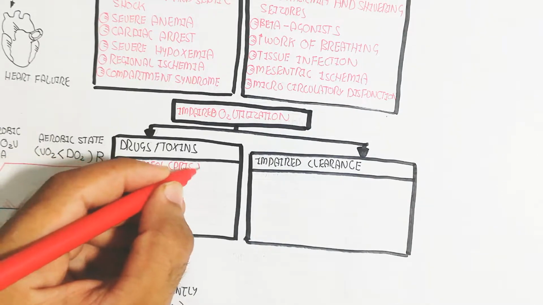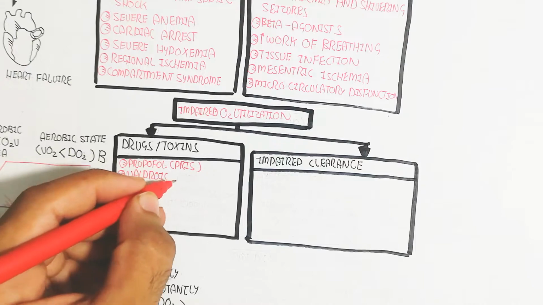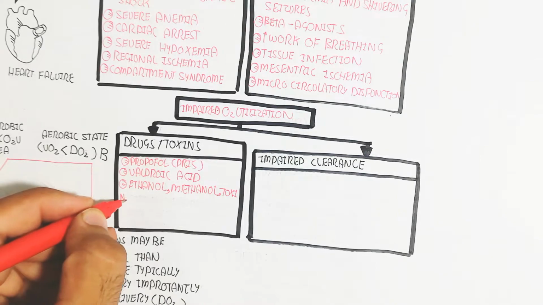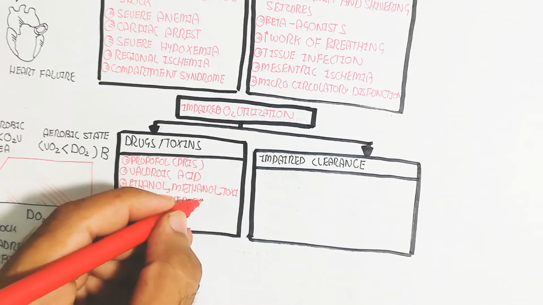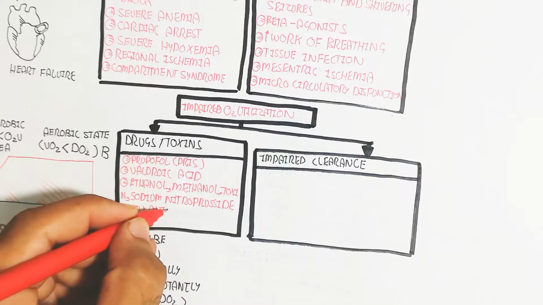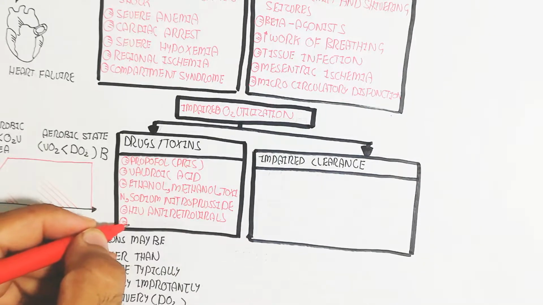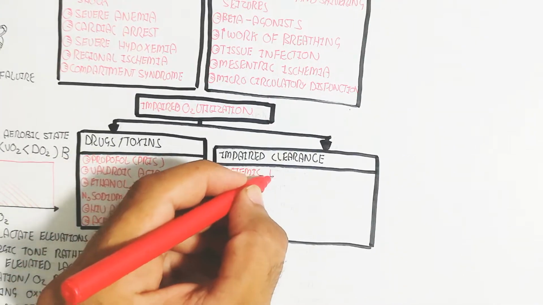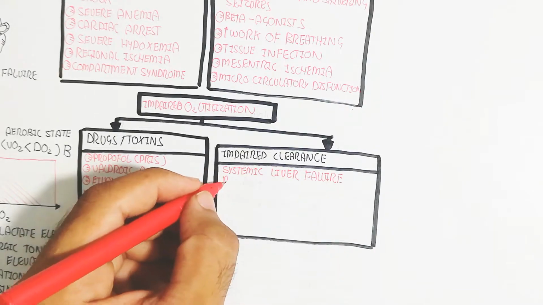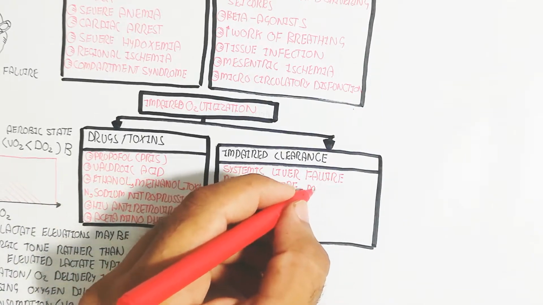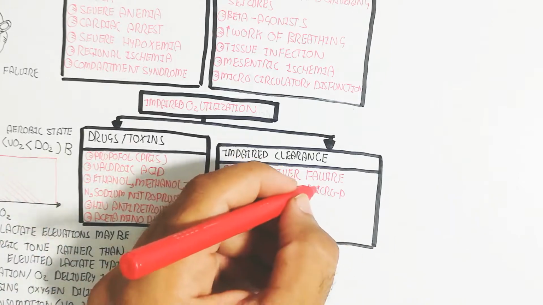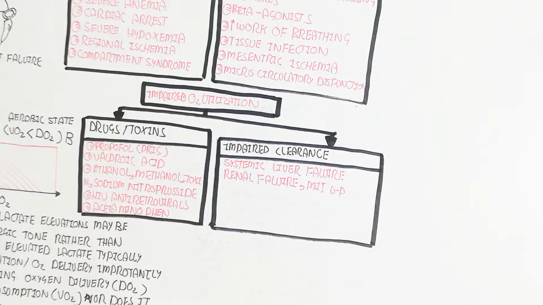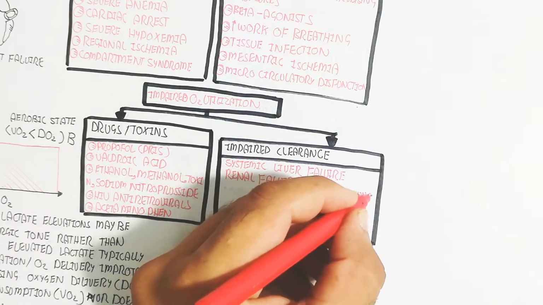So the consumption of oxygen is impaired in type B, and in this way the drug toxins involved are propofol (PRIS), valproic acid, ethanol, methanol toxins, sodium nitroprusside, HIV antiretroviral drugs, and acetaminophen. On the other hand, impaired clearance will occur due to systemic liver failure, renal failure, mitochondrial dysfunction, inborn errors of metabolism, and infection, malignancy.